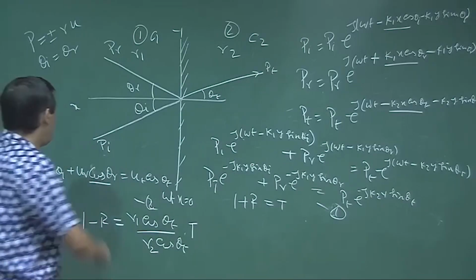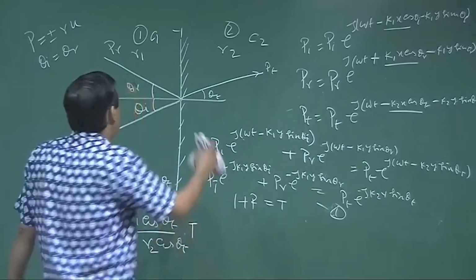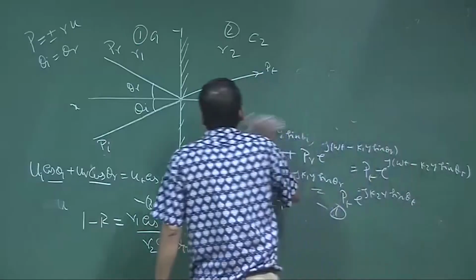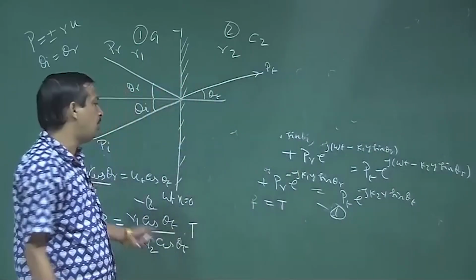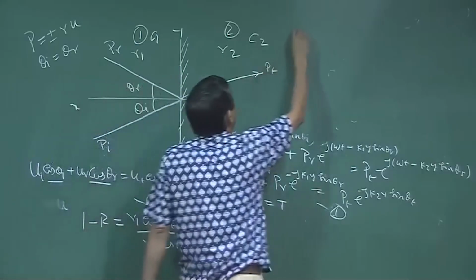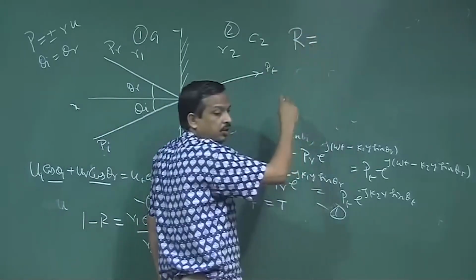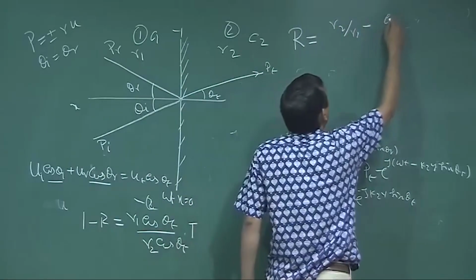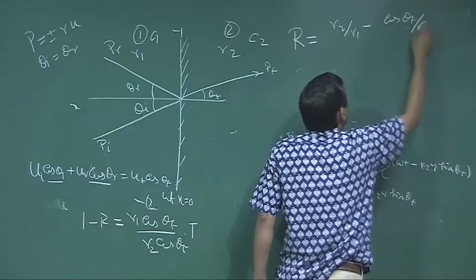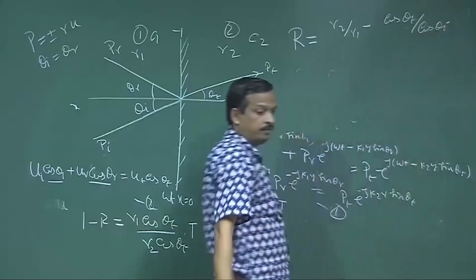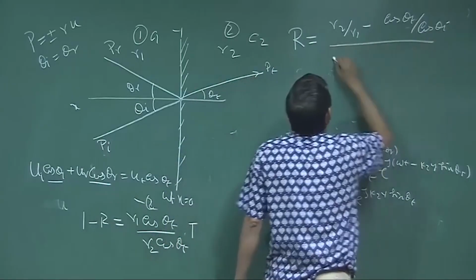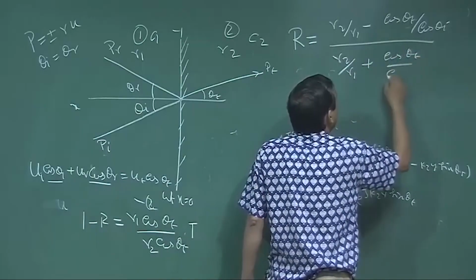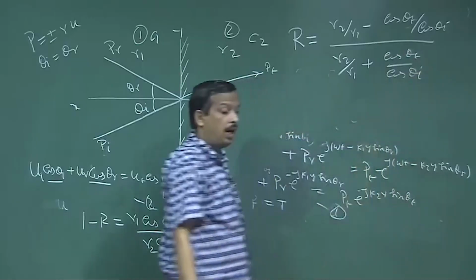Okay. So from there I can find out the expression of r. You simplify that yourselves. If you don't, then I can discuss in the discussion forum how to simplify this equation and derive it. Then I will derive that equation: r is equal to (r2 by r1 minus cos theta t by cos theta I) divided by (r2 by r1 plus cos theta t by cos theta I). This will be the r equation.